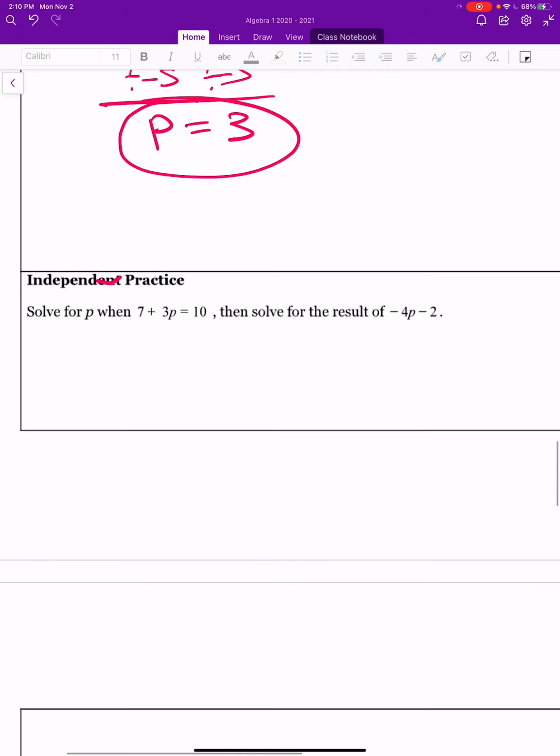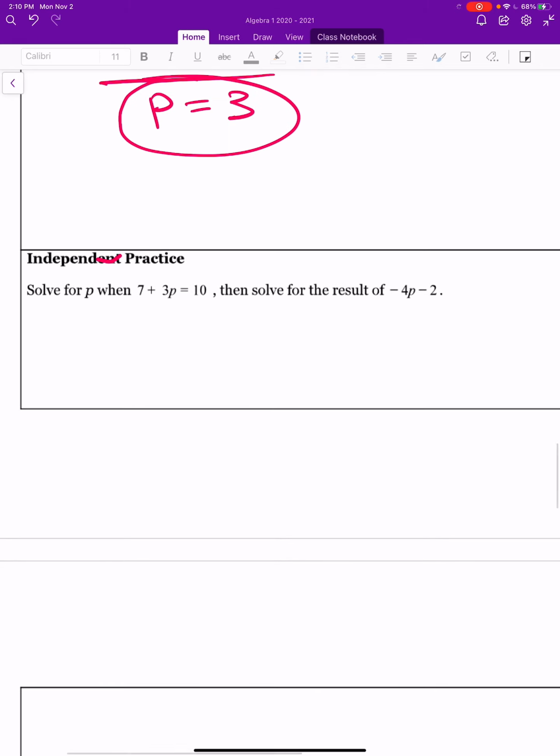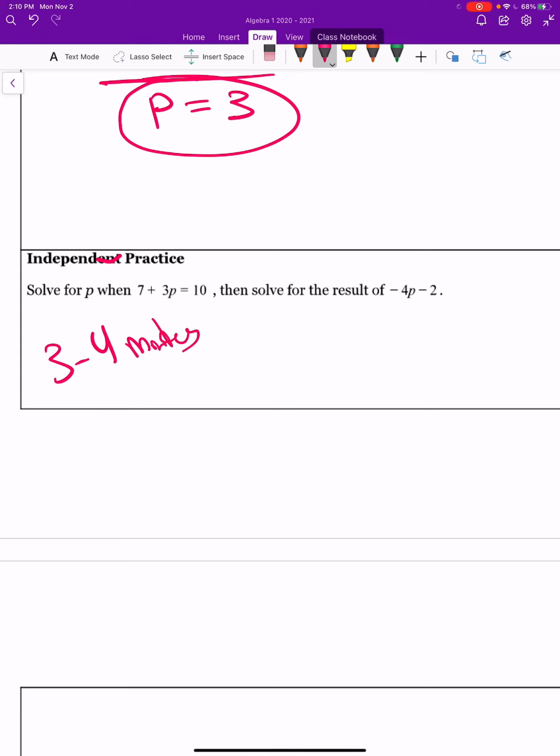All right, now take the next 3 to 4 minutes to independently practice this problem we have here. Solve for p when 7 plus 3p equals 10. Then solve for the result of negative 4p minus 2. Go right ahead and pause the video right now to take the next 3 to 4 minutes to answer this problem independently.